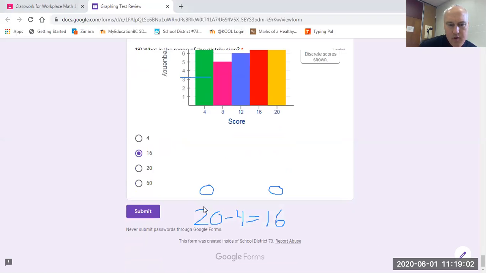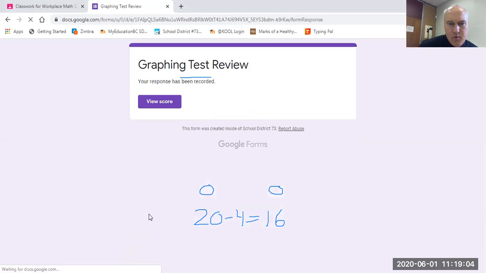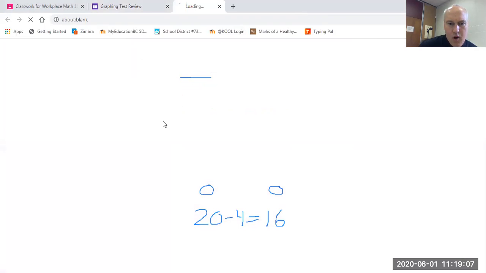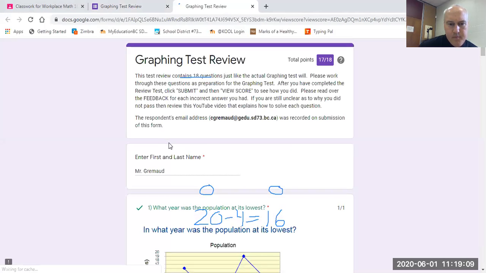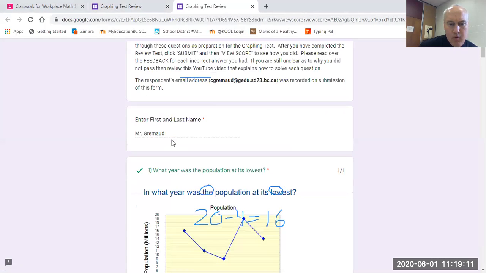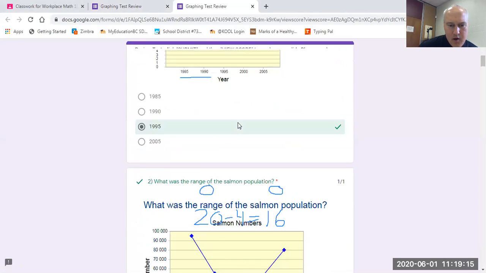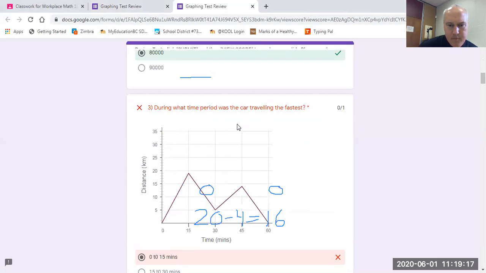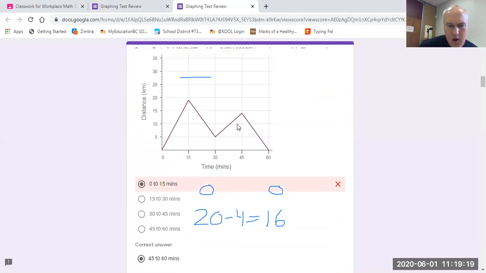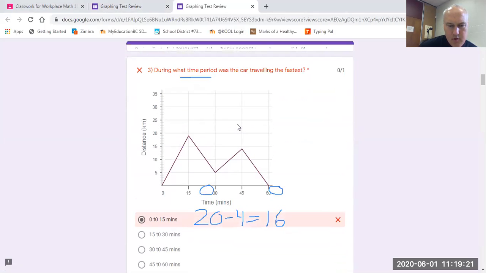So when we're finished all this, we can click submit, and then we should be able to see and view our score. And so it will tell us how we did. And looks like I actually did one wrong here. Let me just see here. 0 to 15. I'll have to check that one out because that one would actually be correct. Yeah, I'll have to look at that one.